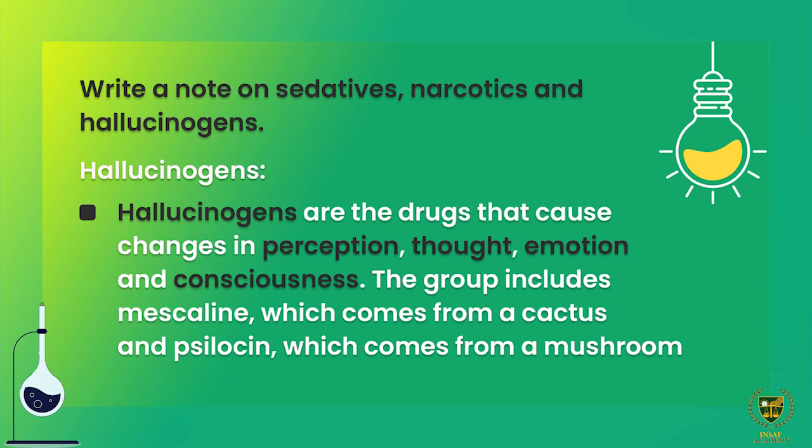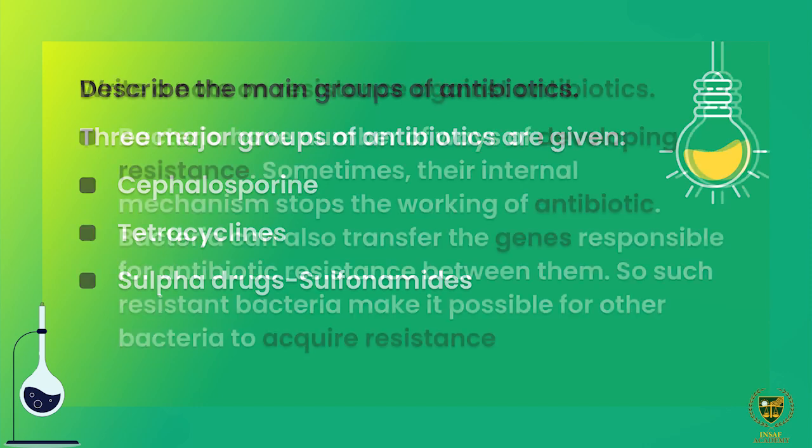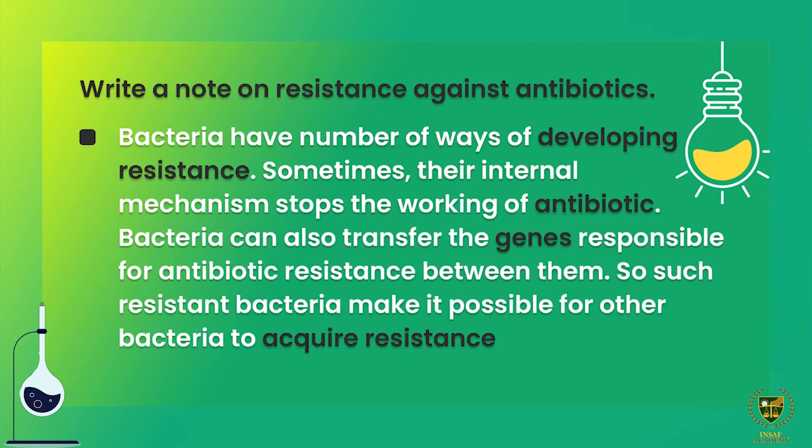Here we have another question. Describe the major groups of antibiotics. So there are three major groups of antibiotics, my dear students, we have discussed in detail: cephalosporins, tetracyclines, and sulfur drugs, which we call sulfonamides. Here we have another question. Write a note on resistance against antibiotics, or simply we can say antibiotic resistance. That is an important question.